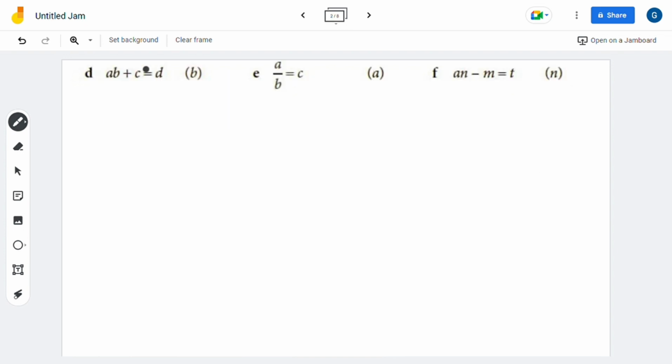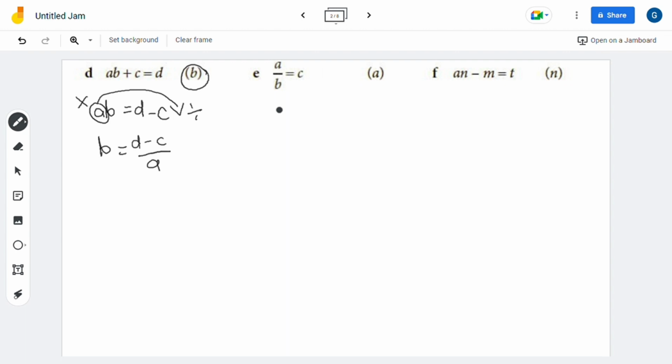Okay, so now question D, ab plus c equals d, and we need to make b the subject of the formula. Since here ab plus c equals d, ab will equal to d minus c. So to find the value b here, we can move a from here to here. Since a is used as times, as we move it over here, it will become divide. So b will equal to d minus c over a.